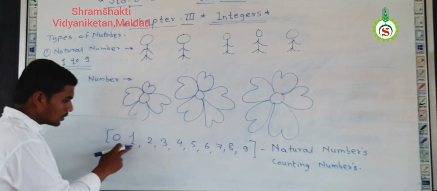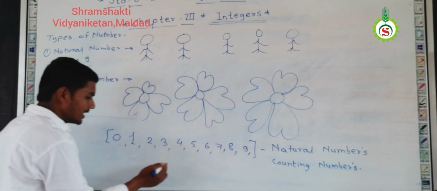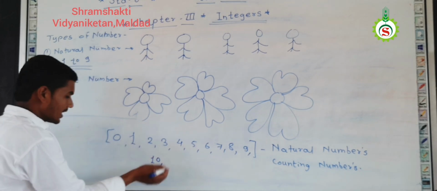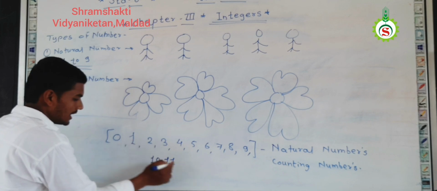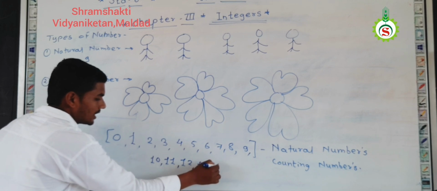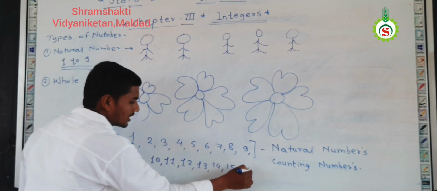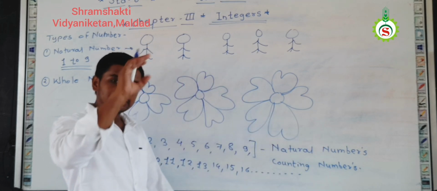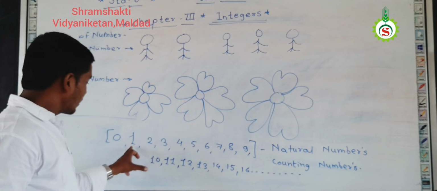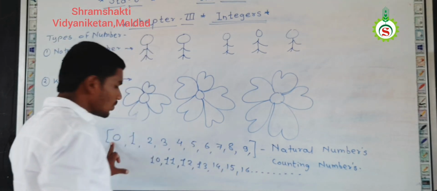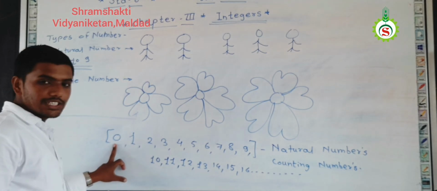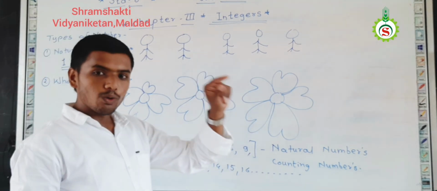Now the series starts from 0, and after the 9 I have 1 and 0, that means 10. Again 1 and 1, that means 11. Again 1 and 2, that means 12. Like that 13, 14, 15, 16. That means whole numbers can be extended up to any number. We can derive numbers from the digits 1 to 9 and the 0.